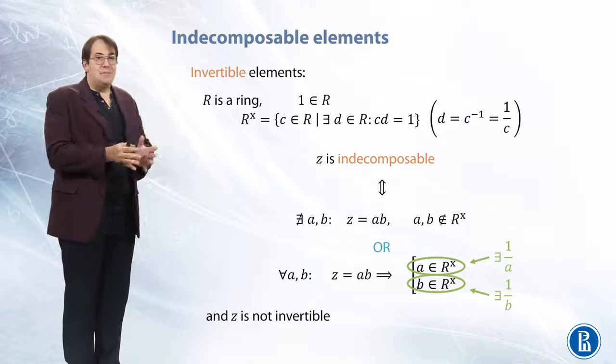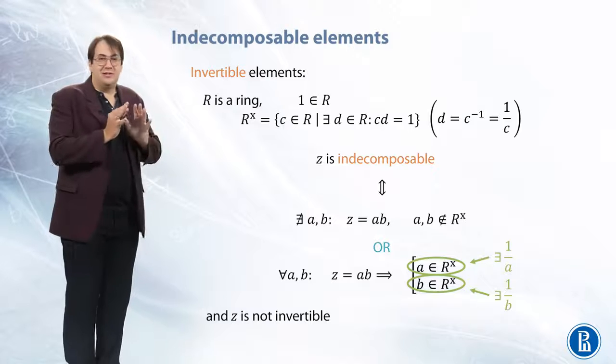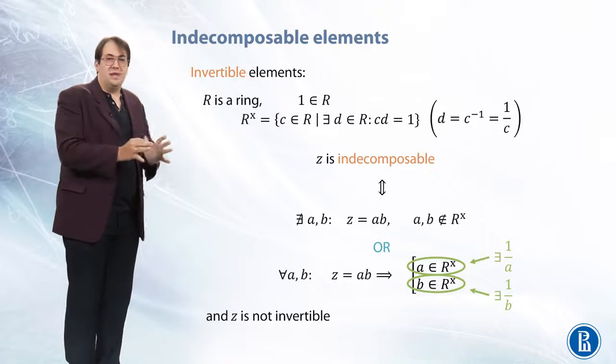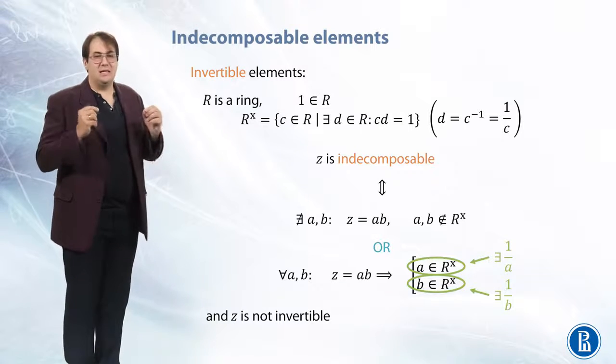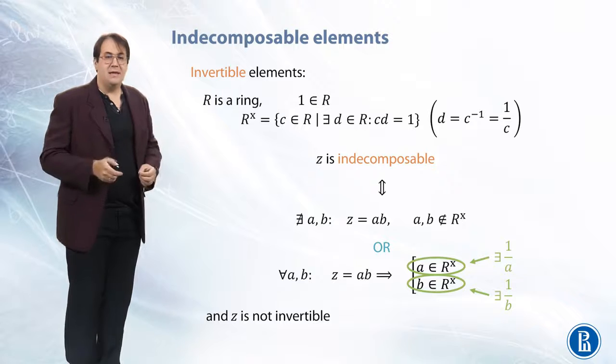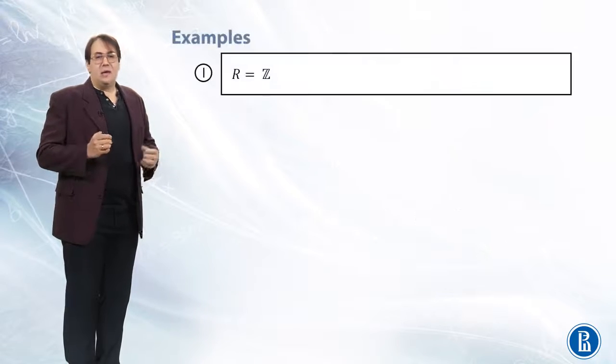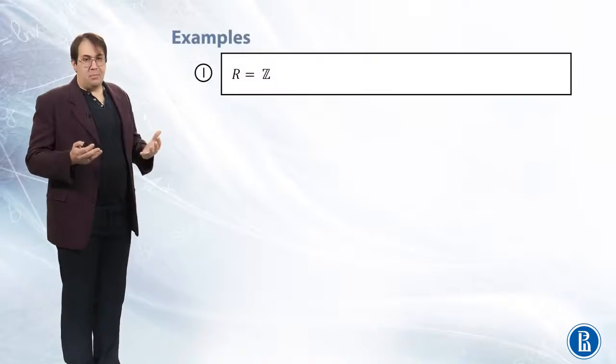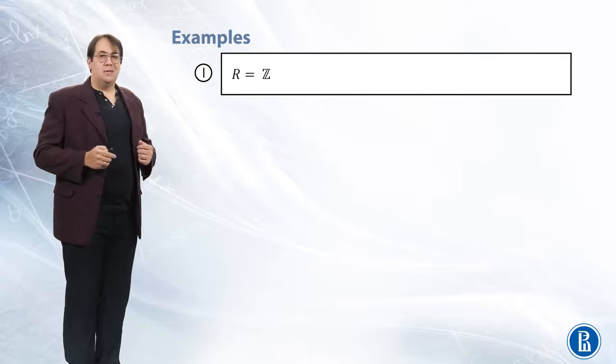And one more thing, last but not the least, Z is called indecomposable only if it is not invertible. So invertible elements are excluded; we do not have anything to do with them when we discuss indecomposable elements. Now let us consider several examples of indecomposable elements.